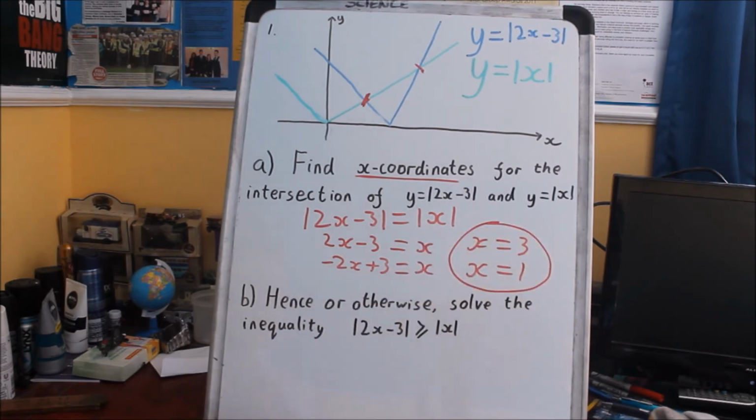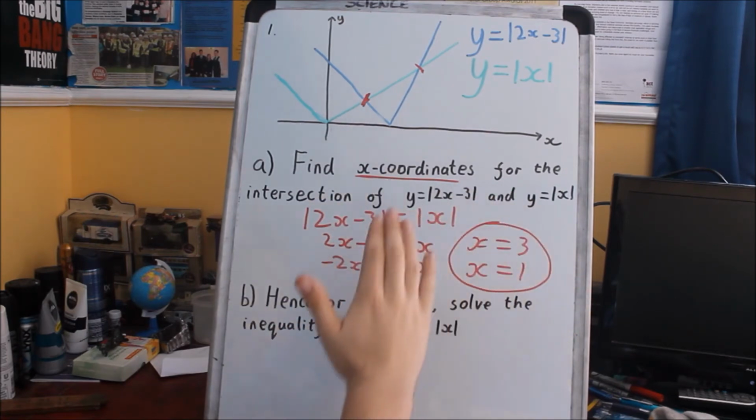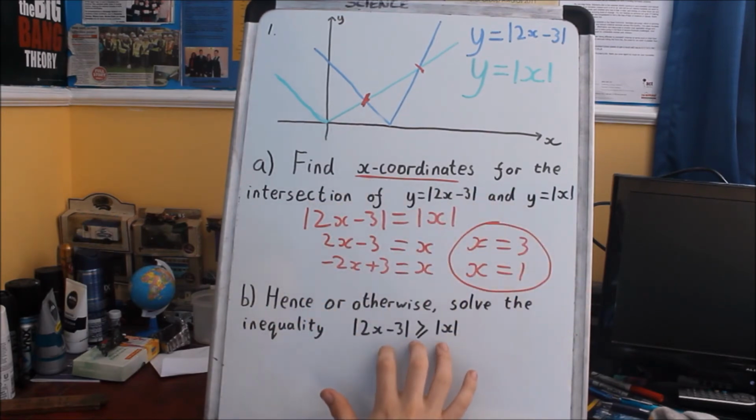Part B, hence or otherwise, solve the inequality. The mod 2x minus 3 is greater than or equal to the mod of x. So firstly, the hence or otherwise. Now that really means you can do whatever you want. There's more than one method to do this. They don't want to see a particular method, but because it says the word hence, we know that somewhere in part A is information that we could use if we wanted to, and indeed I would.